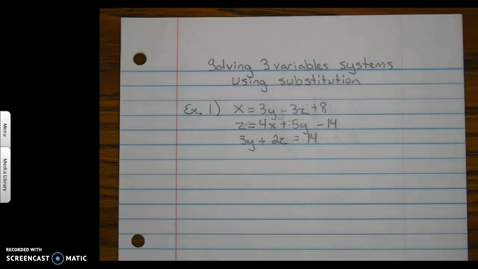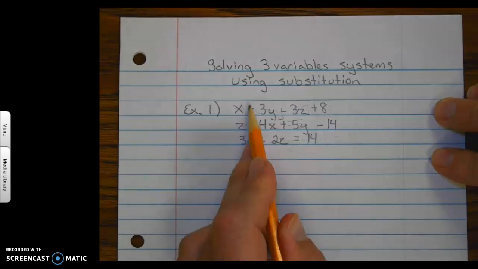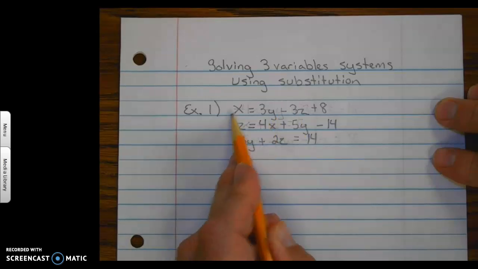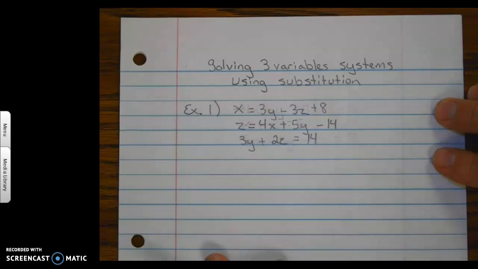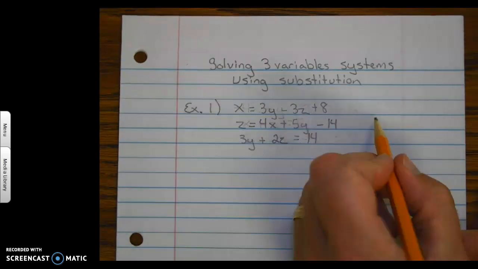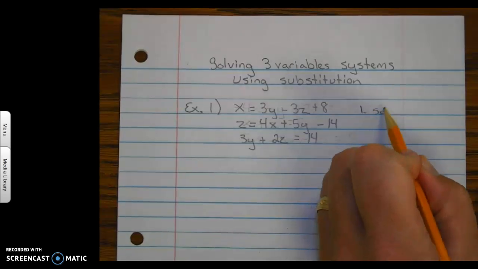We're going to dig right into this problem here. We're going to solve this three linear equations with three variables, three unknowns, using substitution. So, first step we're going to do, number one, is we need to solve for a variable.